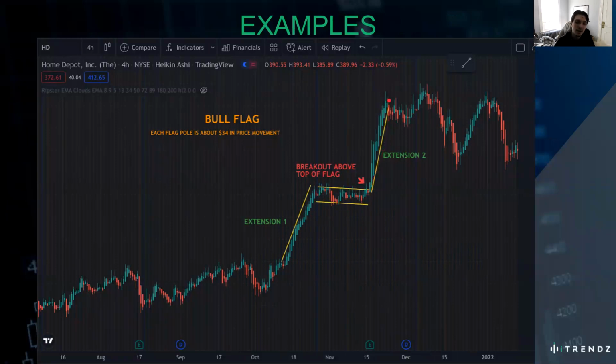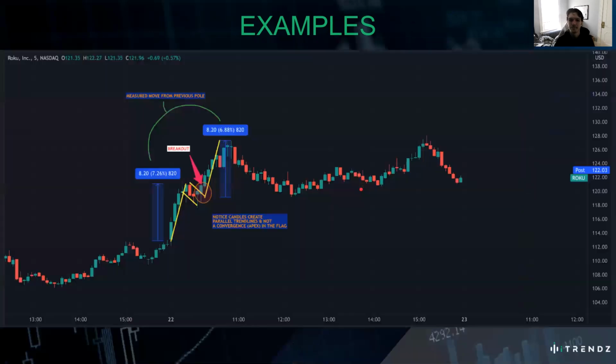If you were to measure these two extensions, I encourage you guys, go back to October of 2021 and find this little run up, the period of consolidation, and then the other extension, and measure them. They're almost identical in price. They're about $34 in price each. I think it was about 13% or so at the time. I can do quick math, but I'm not going to do that.